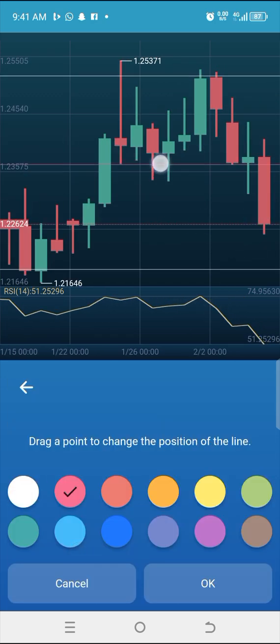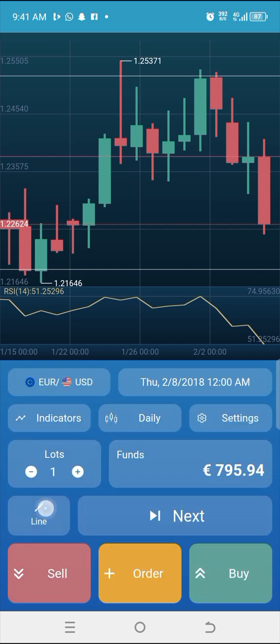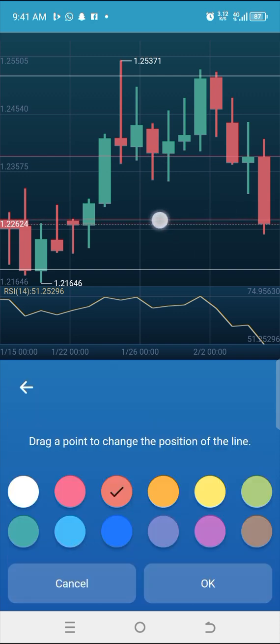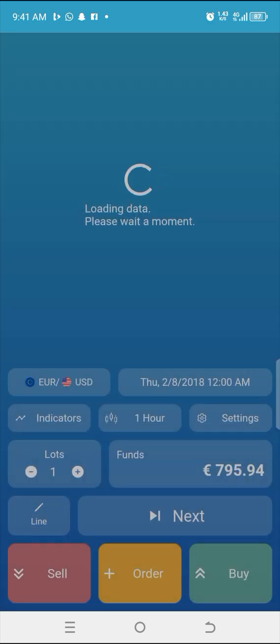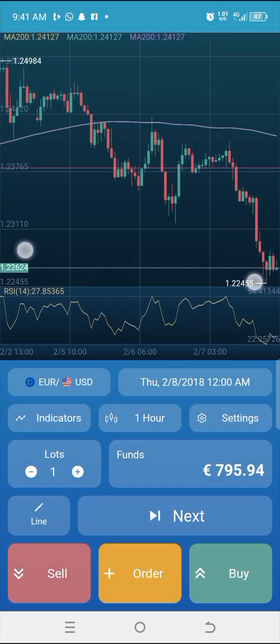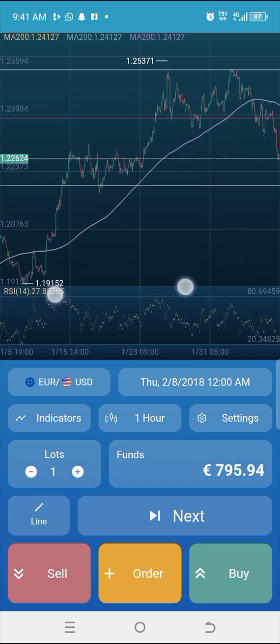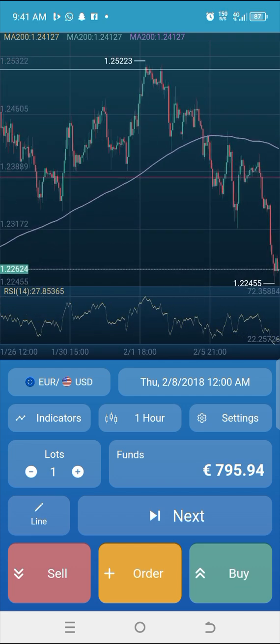Our kind of interest. It's the one which defines our area of trade. Let's go to the 1 hour. Okay, you can have our counter trend line, as you see.